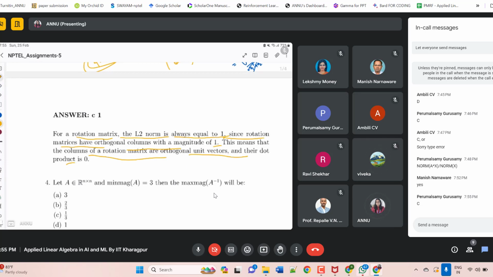1/3. How did you solve this? Simple, condition number, right? Condition number of A should be greater than or equal to 1. Suppose max of A is x, divided by 3 should be greater than 1. So x should be greater than 3. What we are telling the answer is 1 by... So Guru Swami is telling C.